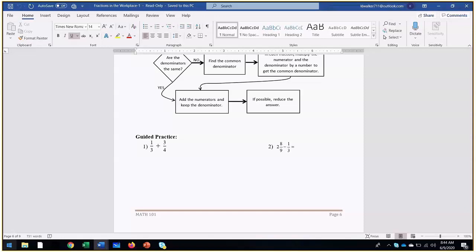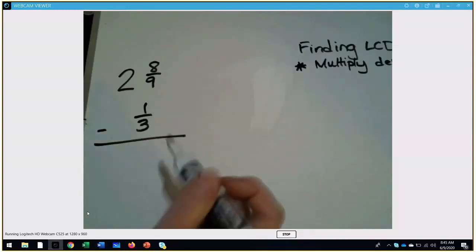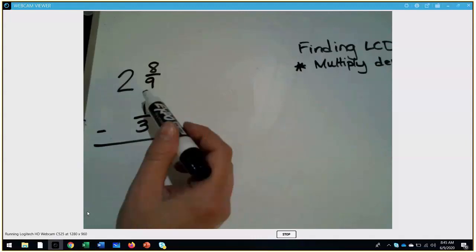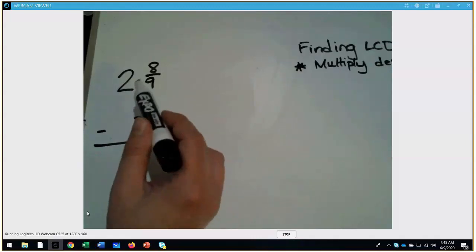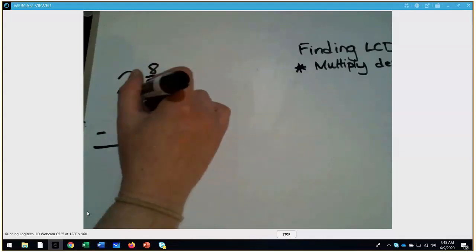Okay, so it's 2 and 8/9 minus 1/3. I'm going to go ahead and stack these from the beginning because I see that they are not common denominators, so that I can go ahead and get started. All right. So here is a case where you do have mixed numbers. So I'm going to change this 2 and 8/9 to an improper fraction first by looping this around.